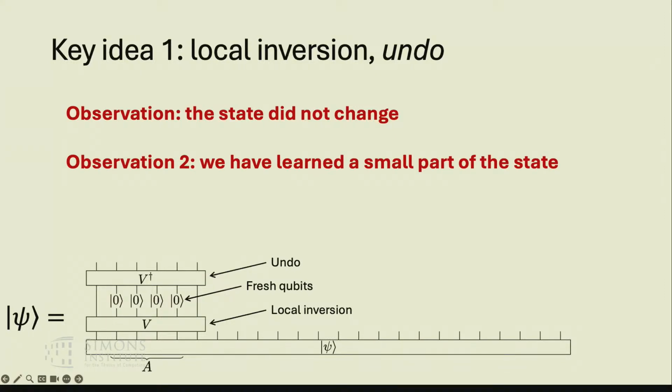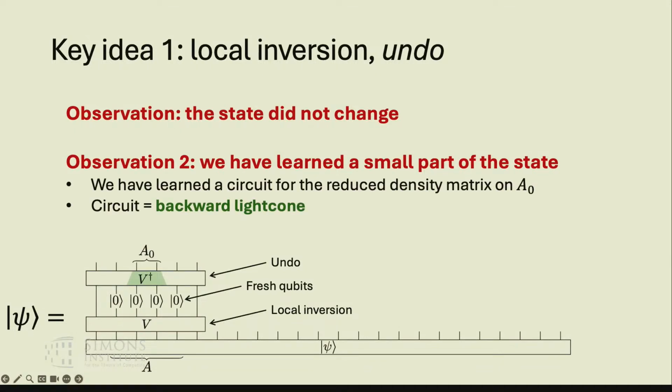if we really examine what we have done, it turns out that we can say that we have learned a small part of the state. How is that? Well, let's say we examine an even smaller region inside of A, the region A0. Then we can already say that we have learned a circuit for the reduced density matrix on A0. Because if we just want to prepare A0, all we need is to implement the backward light cone, which is the small green circuit, acting on the fresh qubits, which are in state 0. Then we apply this small green circuit and trace out some of the unnecessary qubits, and we get the reduced density matrix on A0.